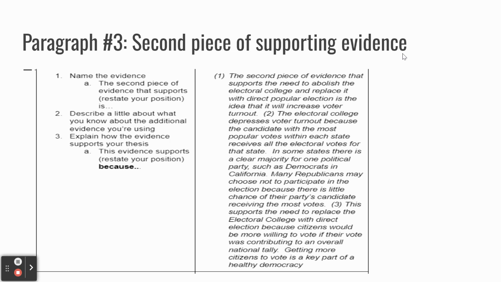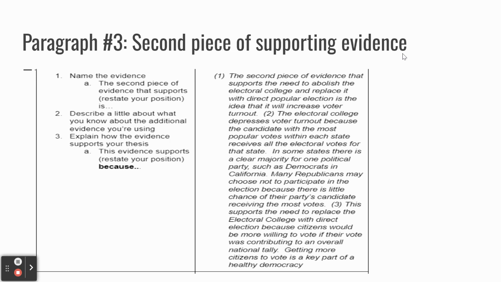It could be from a court case, or if you use the Constitution for the first one, you could also use the Constitution for the second one, as long as it's a different part of the Constitution or a different amendment, or it doesn't have to be Constitution or document related at all. It could just be a point from AP Gov. So I'm gonna basically name the evidence.